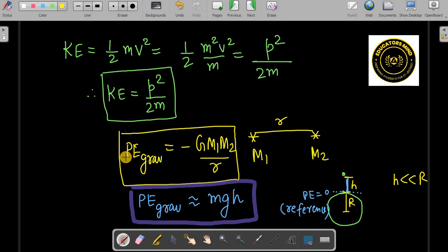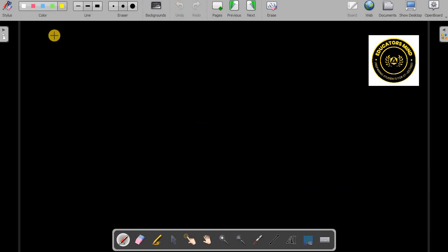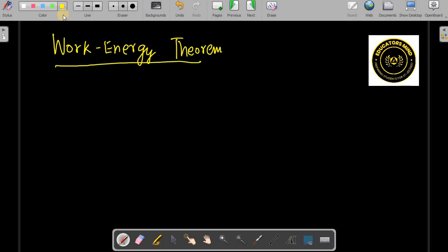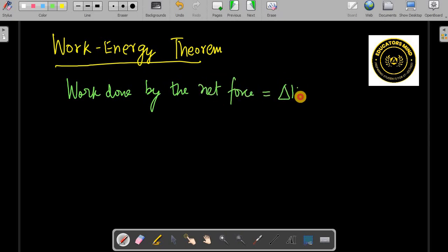Then let us understand the work energy theorem. Work energy theorem, a very important theorem. What is the work energy theorem? The work energy theorem says that the work done by the net force is equal to the change of kinetic energy. Okay, work done by net force.